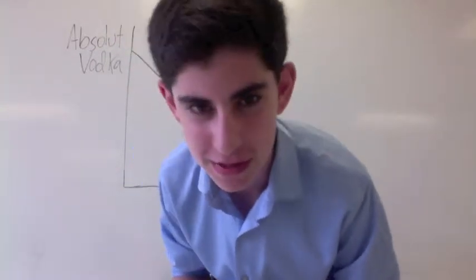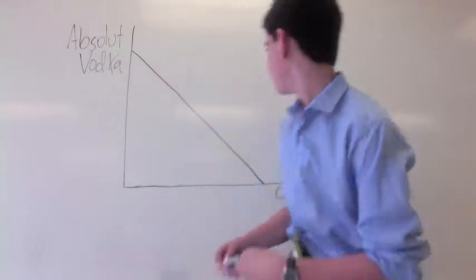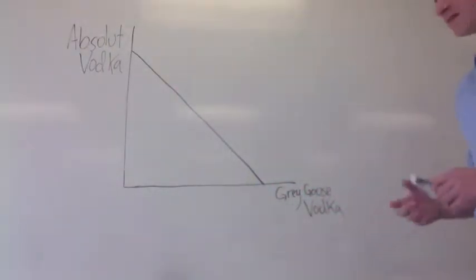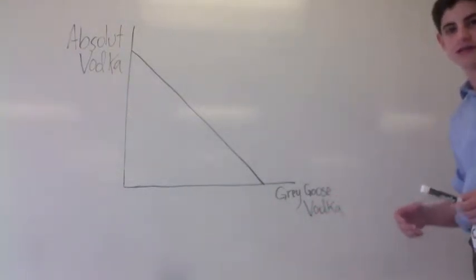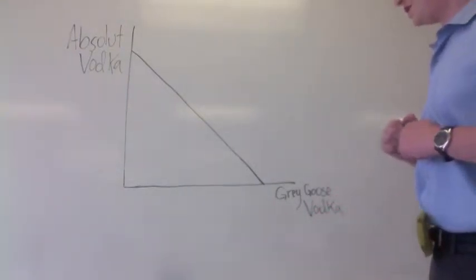Short Run Phillips Curve. Now, we're not going to talk about that today. We're going to talk about the production possibilities frontier. So, this is basically showing the various combinations that a firm could produce at a certain time. Okay, so let's get right to it.